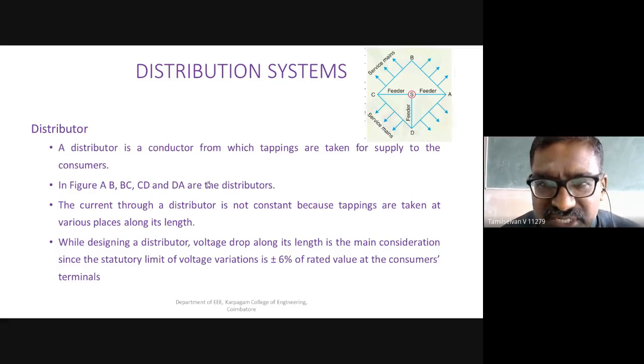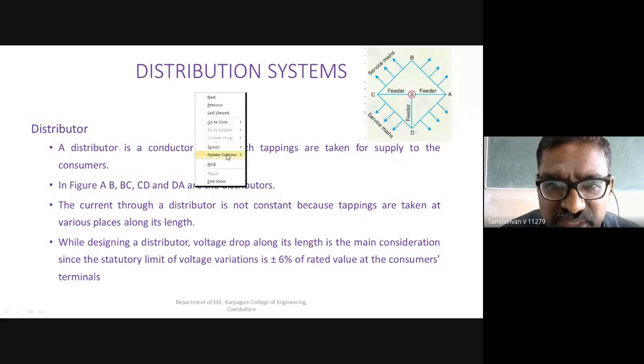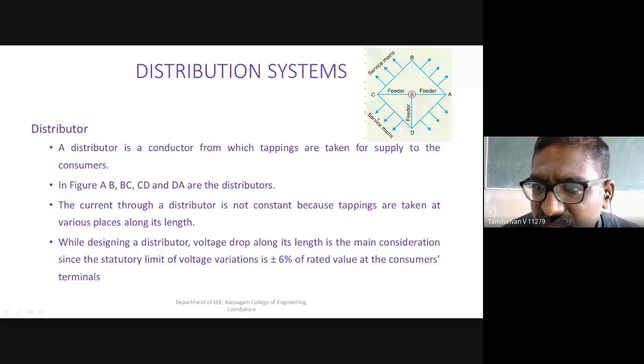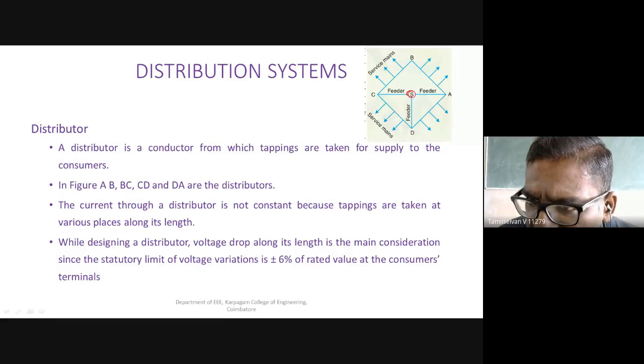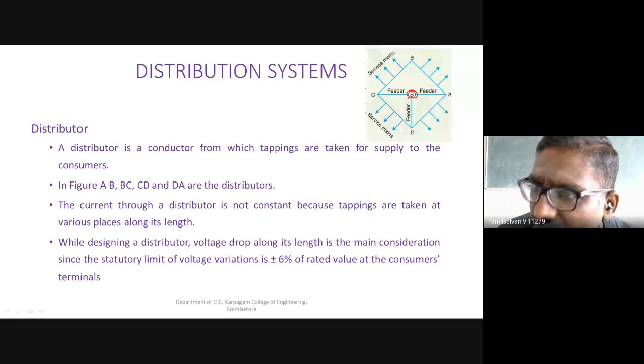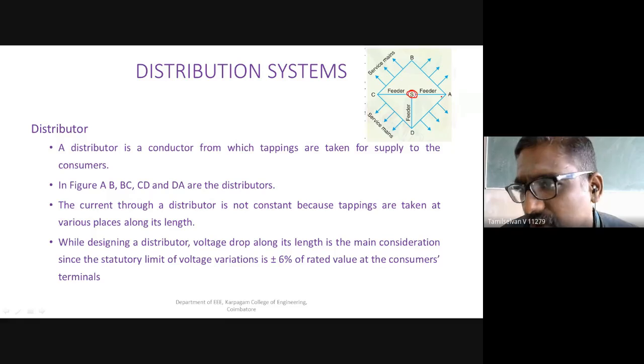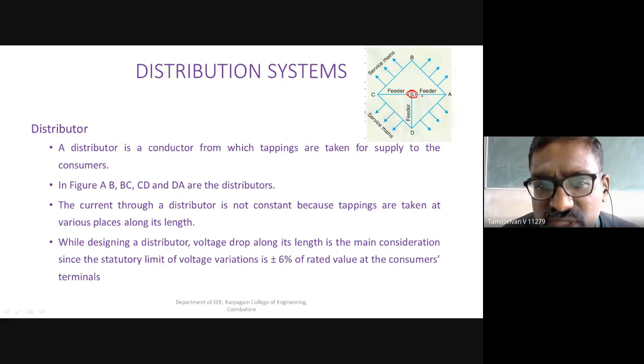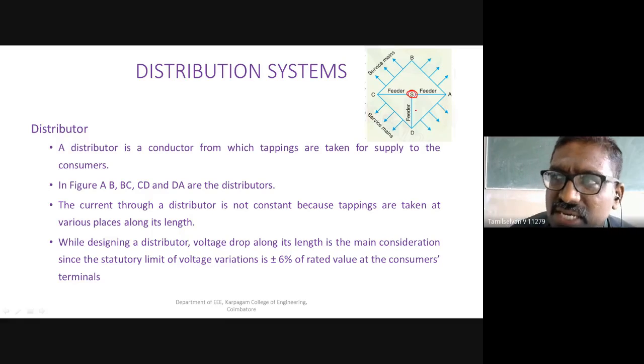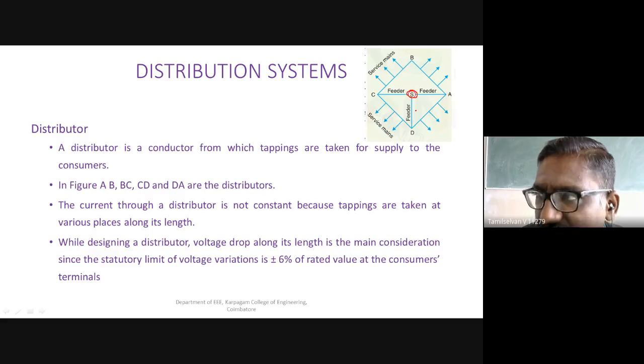Okay, so what is a distributor? A distributor is a conductor. See here, remember, this is our substation. From the substation, so many feeders originate. That feeder is connected to the local area where the power has to be distributed.